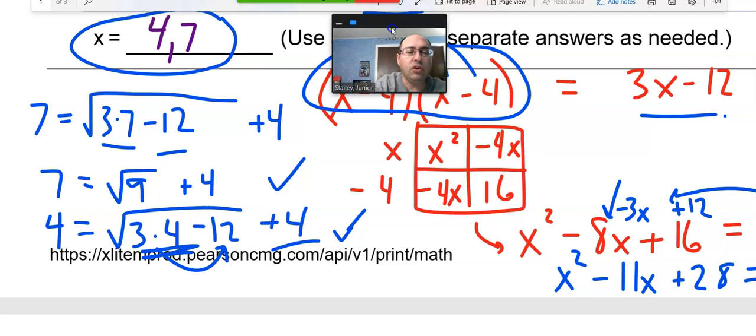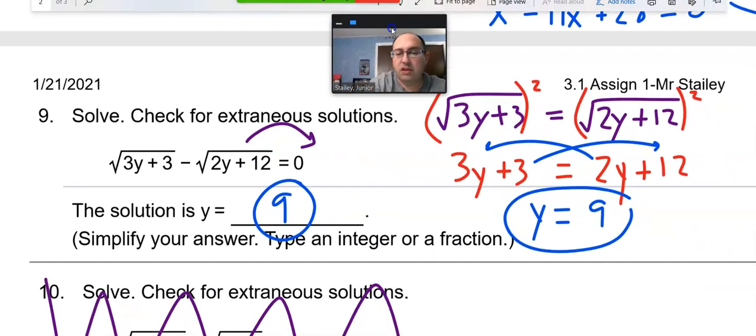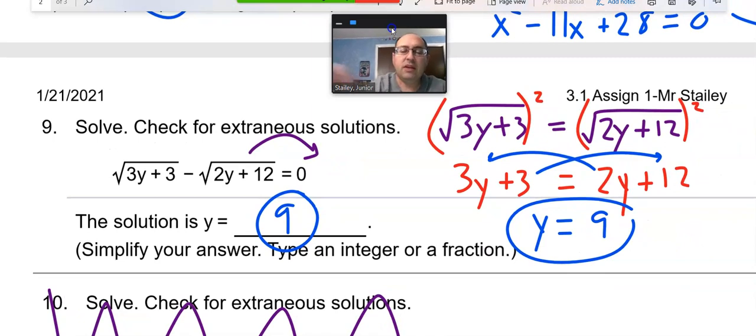So we ended up getting 2 good solutions in 4 and 7. It doesn't always work out that way, folks. Sometimes you lose one of your answers. Sometimes in the process, we do all the math right, but we end up with a wrong answer.